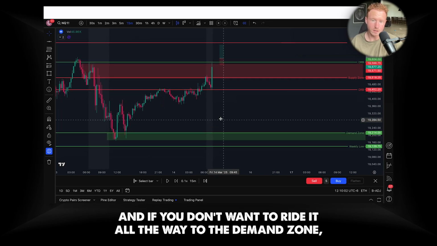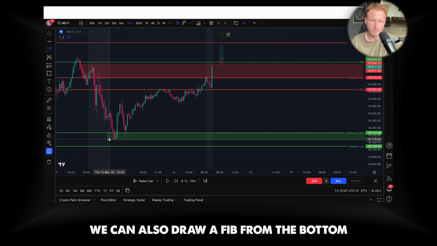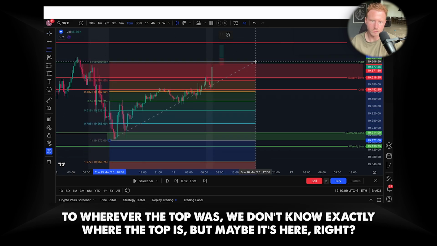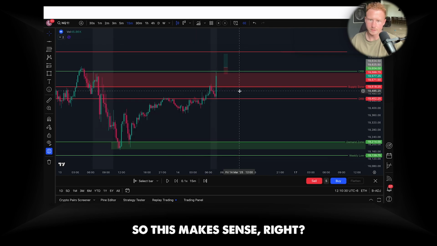And if you don't want to ride it all the way to the demand zone, let's say you get short right here, we can also draw a fib from the bottom to wherever the top was. We don't know exactly where the top is, but maybe it's here. We can have targets for the 0.5, the 0.618, the 0.786, as on the retracement as well. So this makes sense, right?